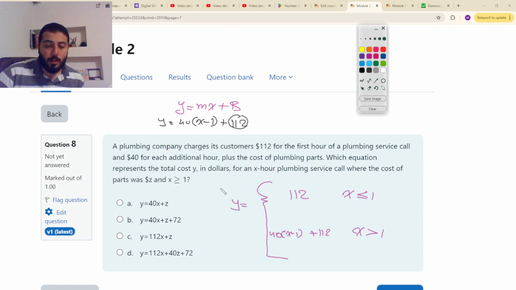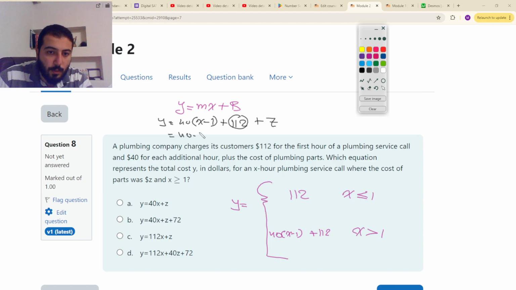So the customer will pay him this amount depending on x. We don't know the value of x, but we know it is more than 1, plus the Z dollars of the equipment. So the total cost is 40 times (x minus 1) plus 112 plus Z. So where is this in the answers? It is not there, so we should distribute this 40 over this bracket.